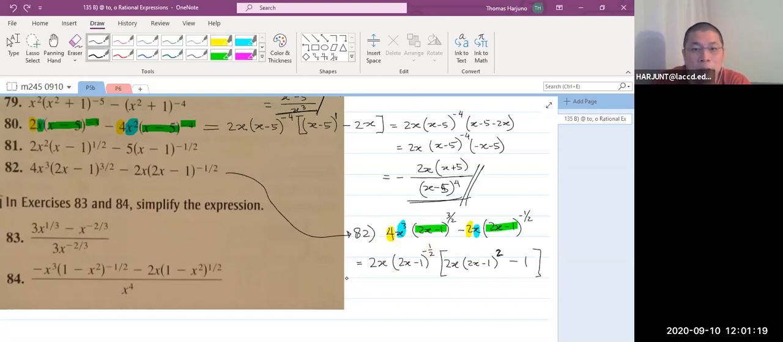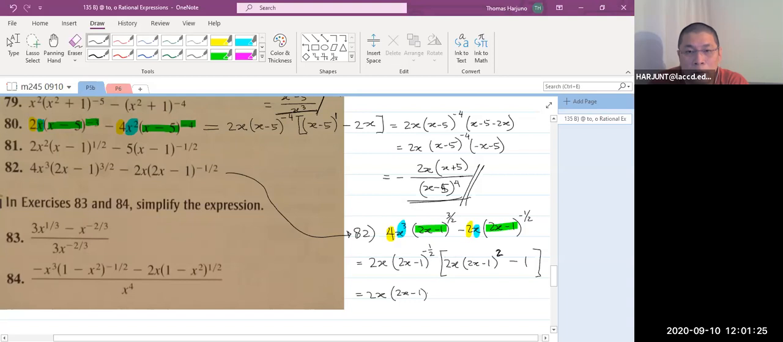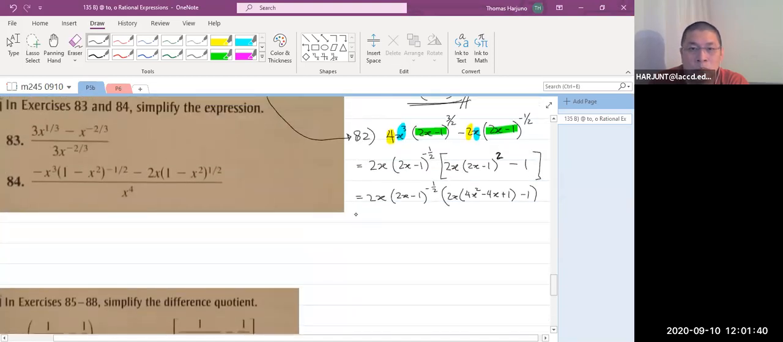Let's simplify. So the guy outside, let me leave that negative exponent for now. Actually, we have two issues, the negative exponent, and that's a square root. This is 2x times 4x squared minus 4x plus 1 minus 1. Ooh, that's ugly. So this will be 2x times 8x cubed minus 8x squared plus 2x minus 1 over 2x minus 1 to the power of 1 half.